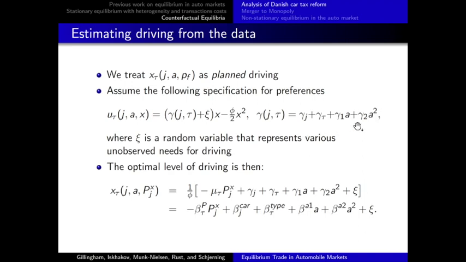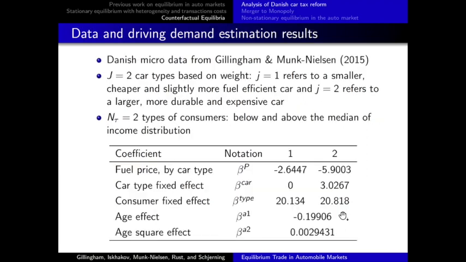the demand for driving. You could potentially allow that to be correlated with the age of the car, or you can have type-specific coefficients, and maybe older cars are driven less, and you can have consumer-type-specific coefficients and consumer-type car-type-specific coefficients too. That's what we have, and then we can estimate this as a simple linear regression. Okay. And then we have done that, using the data in Gillingham and Munk-Nielsen, and then we get these coefficients.